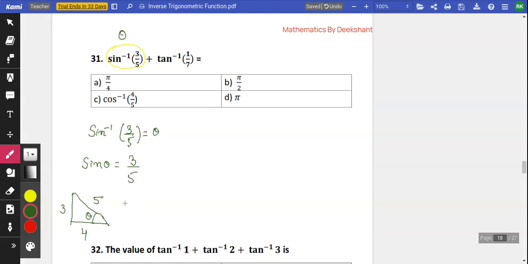Now in terms of tan, we find tan theta. Tan theta is basically perpendicular upon base. Perpendicular is 3 and base is 4. So theta is equal to tan inverse 3 upon 4. Now we get the value of theta in terms of tan inverse as 3 upon 4.